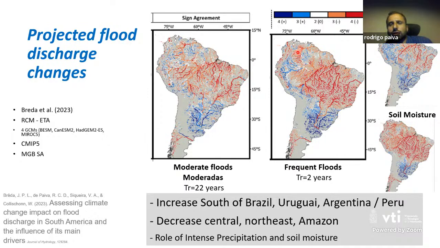And also, for instance, the Orinoco Basin. And these patterns may be related to both precipitation, how intense precipitation can change in future, but also due to soil moisture. As temperature may increase, evapotranspiration may increase, and as a consequence, soil moisture may decrease in this part, causing decreases in floods in the region.